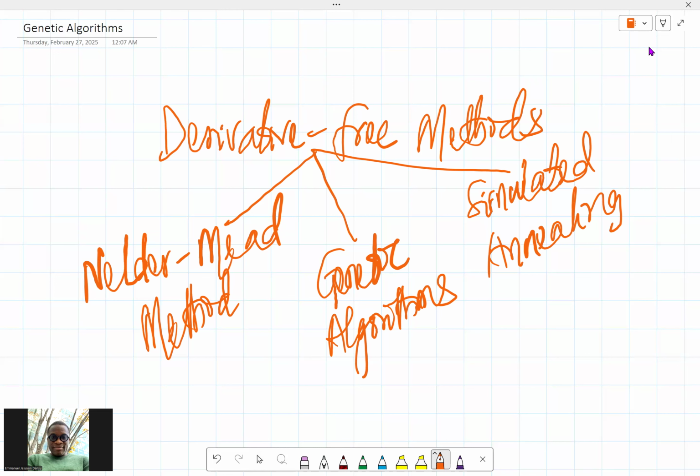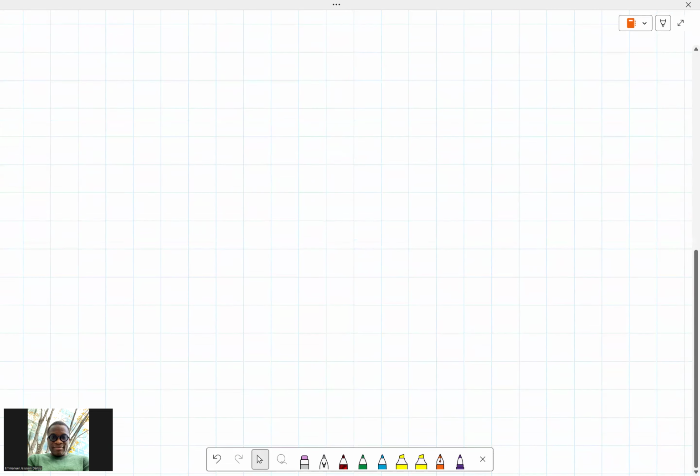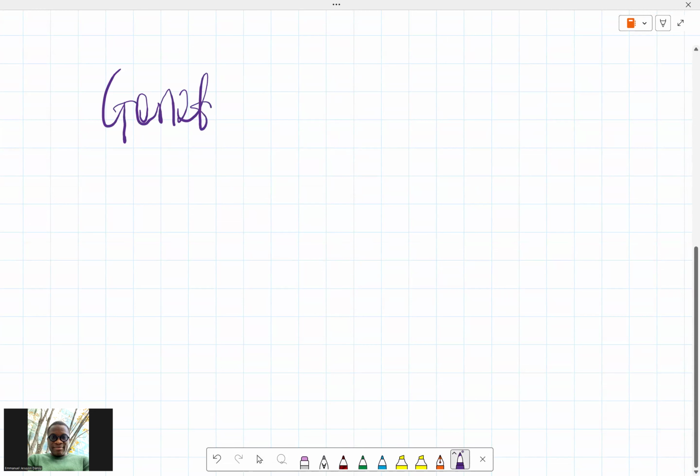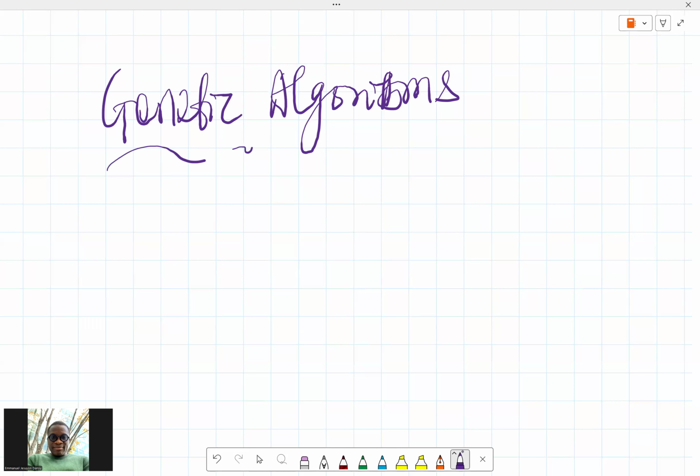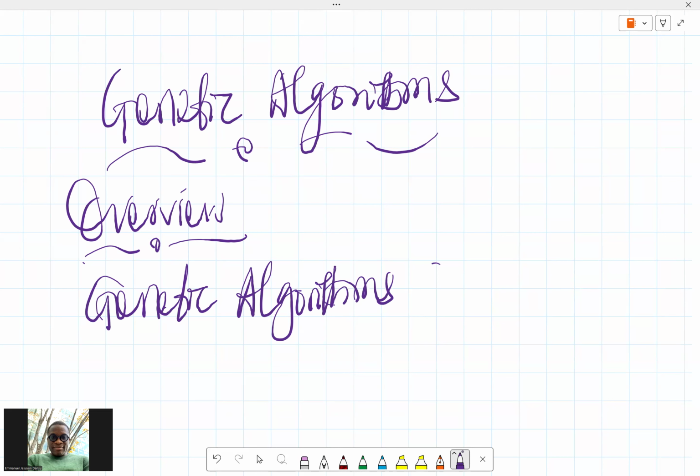And of course, in the previous video, we had taken care of the Nelder-Mead method. So the focus now shifts to genetic algorithms as a derivative-free numerical optimization technique. Okay, so let's see what that holds for us. Overview. Genetic algorithms, GA for short. From now on, I'll just say GA.